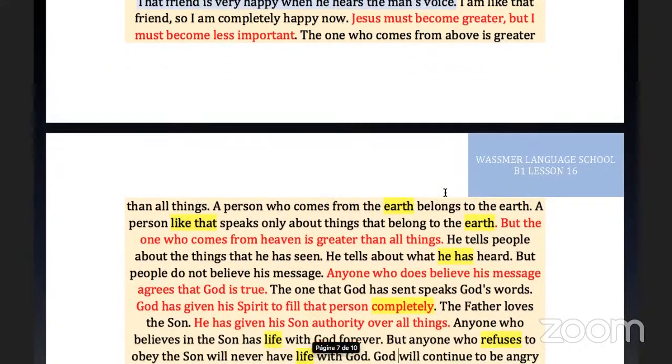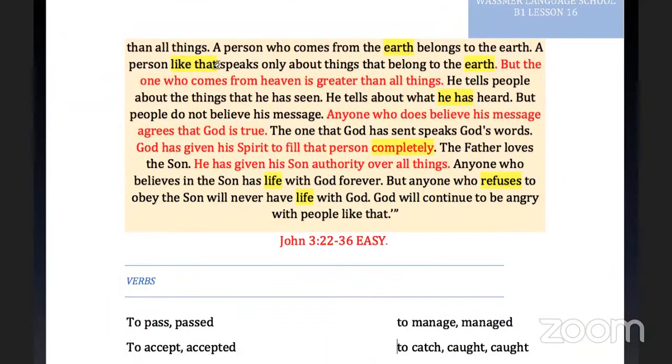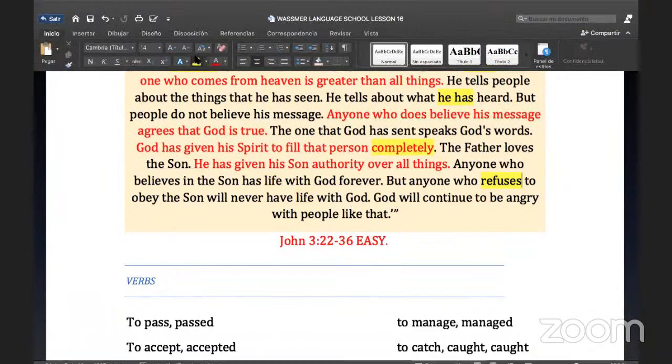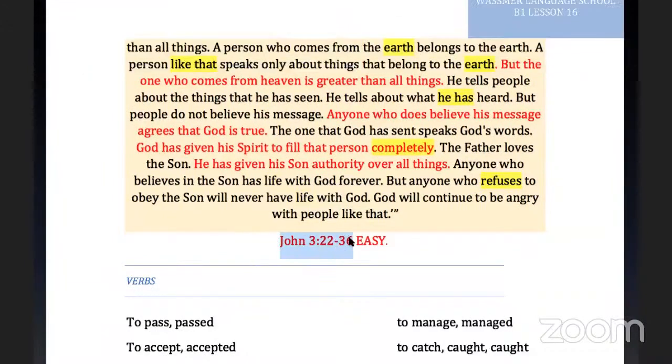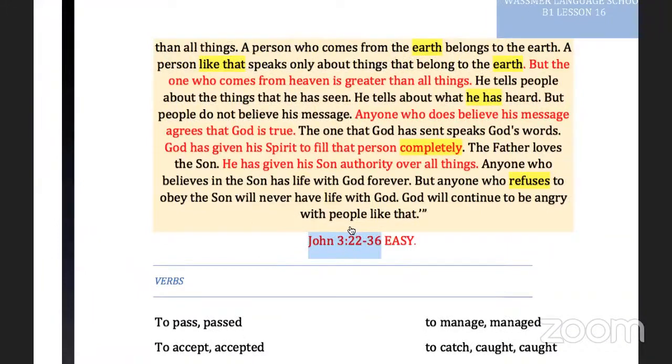Vamos a decir like that, exacto, como lo dijo al final, like that. Air. He has. Completely. Okay. Life. Refuses. Muy bien, vamos a ver un video, 2 minutos dura el video y continuamos con los verbos, vocabulario y expresiones.